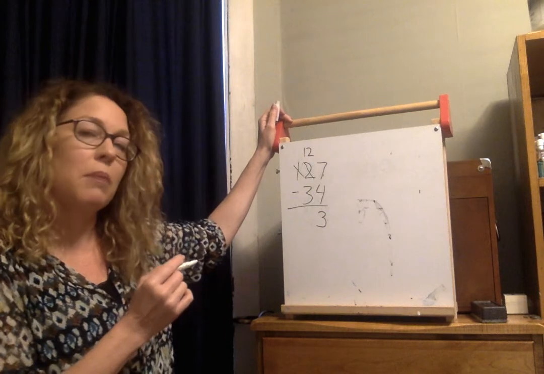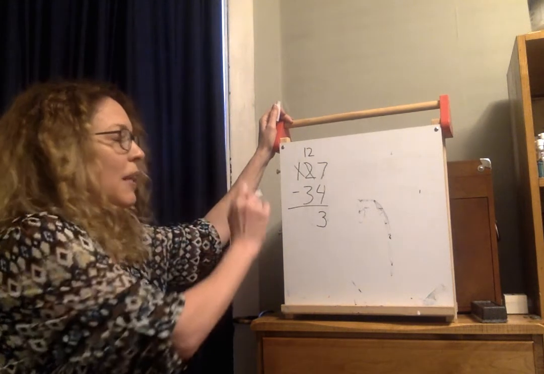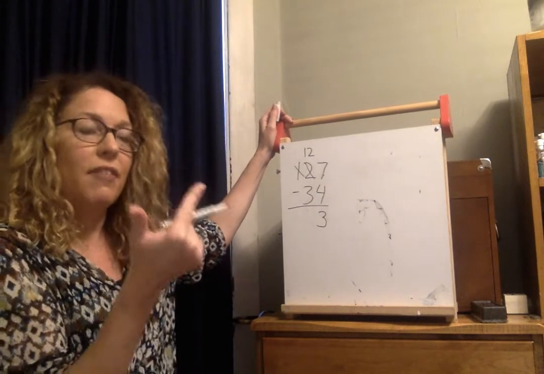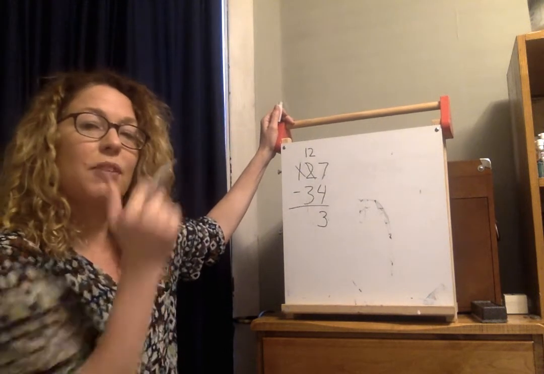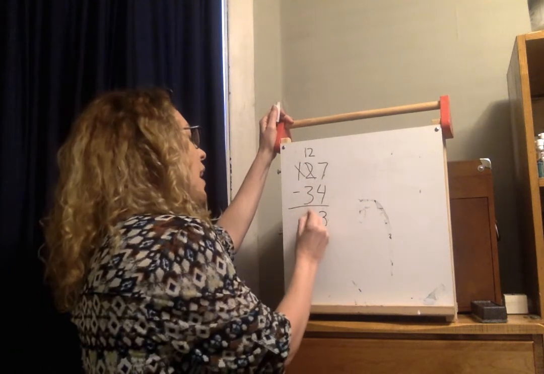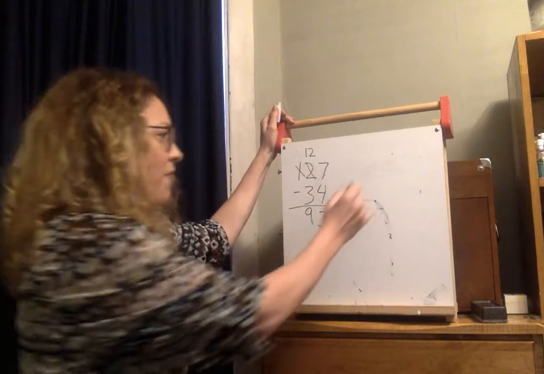If it was a bigger number, then I would maybe count up. Like if it was 12 minus 9, I would start at 9 and I would go 9, 10, 11, 12. And I would see that I counted up 3 times. But in this case, 12 minus 3 is 9. 93. I love fact families.